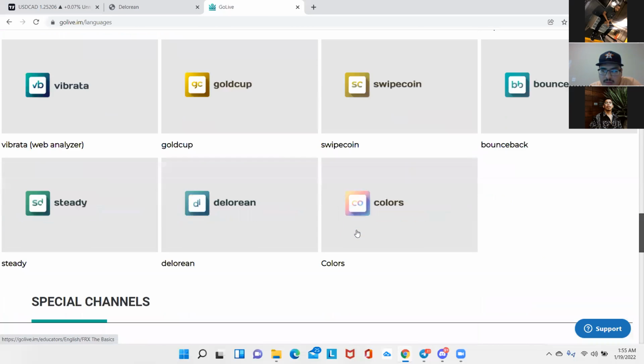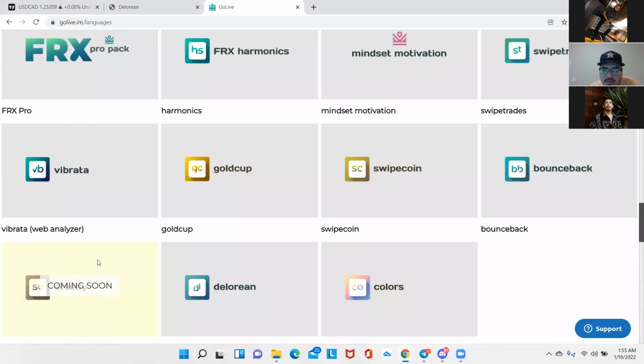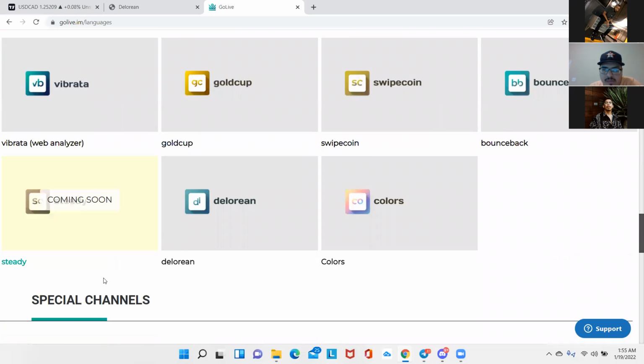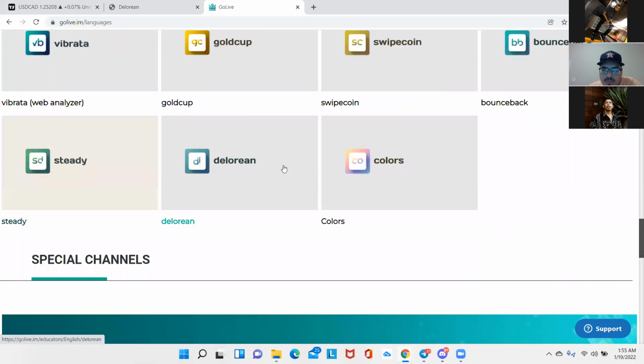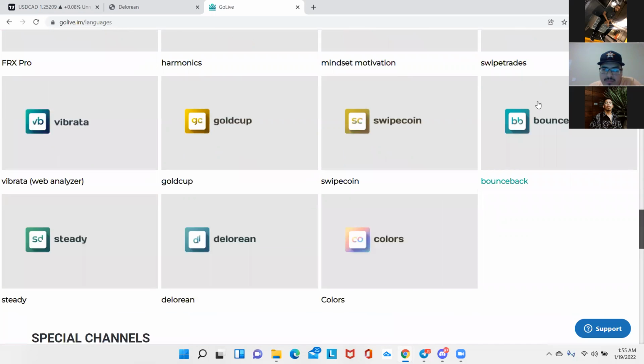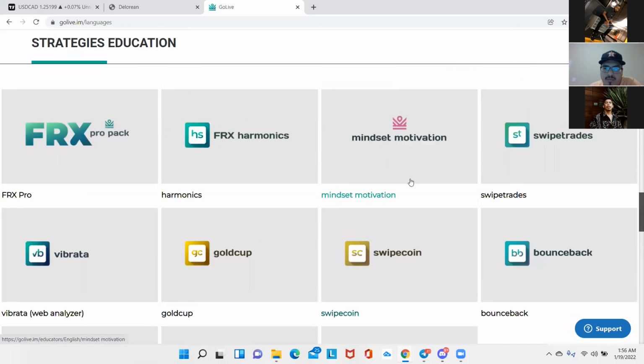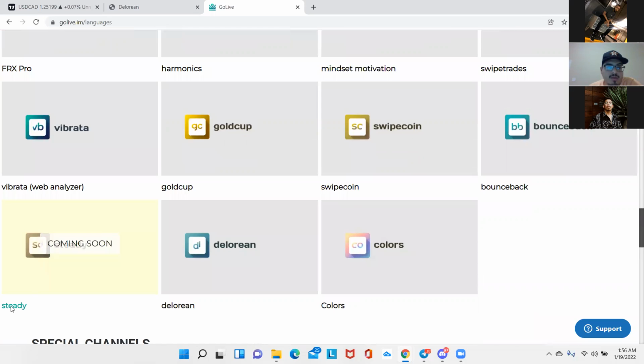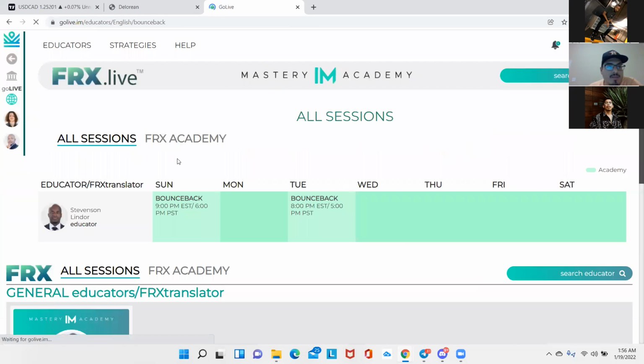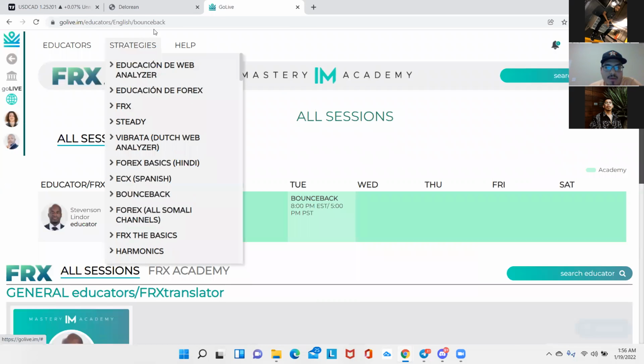So obviously Steady and Bounce Back are extremely... Wait, what? Coming soon? What the fuck is that about? That's confusing. I'm so confused right now. I guess it's because it's not technically a part of the pro pack. That is hella confusing. Hold on.